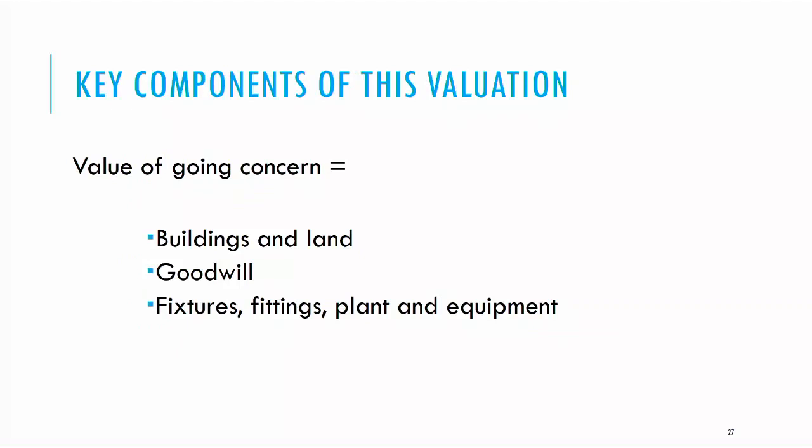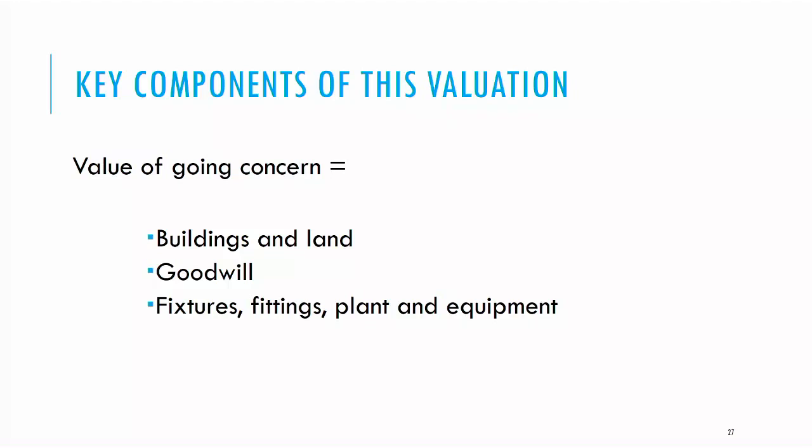This is important: how we calculate the value of going concern. That's the value of the property. We need to get three main things. One is the value of the building and land, the value of the property. The other one is goodwill. The other one is any fixtures, fittings, or chattels. What is goodwill? I'll come to that.